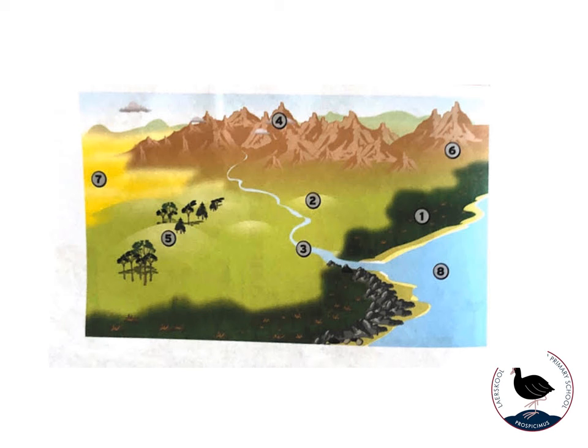6 is minerals. It will be suitable to build a settlement there. It will provide raw materials for making things. 7 is oil reserves. Yes, it will be suitable to build a settlement there as well because it will provide energy. And last but not least is 8, bay. It will be suitable to build a settlement there. It will provide shelter from rough water.